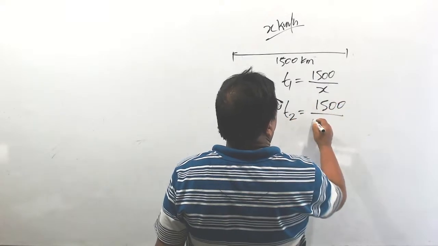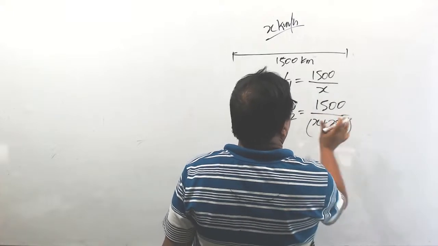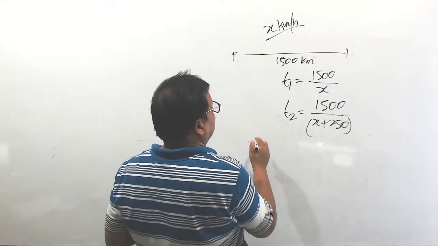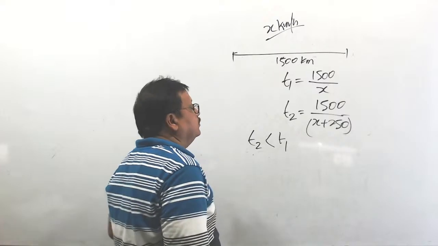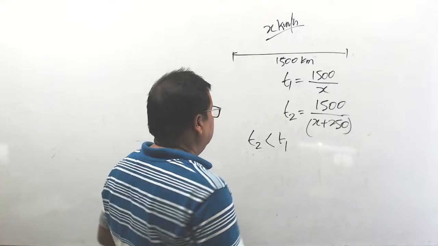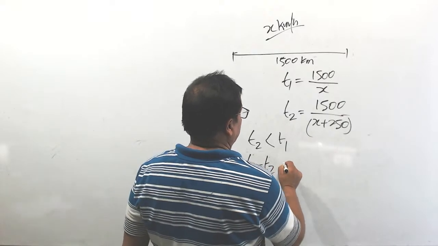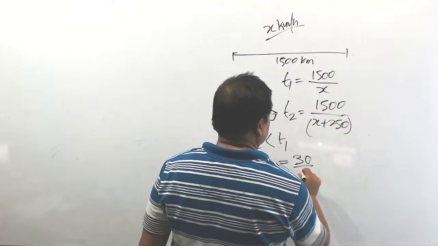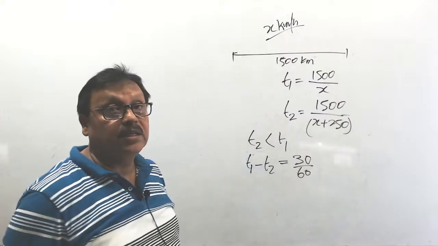Same distance, with the increased speed of 250 kilometer per hour. Of course, t2 is lesser than t1, right? So t1 minus t2 is equal to what? 30 minutes, which is 30 divided by 60 hour. Understood?